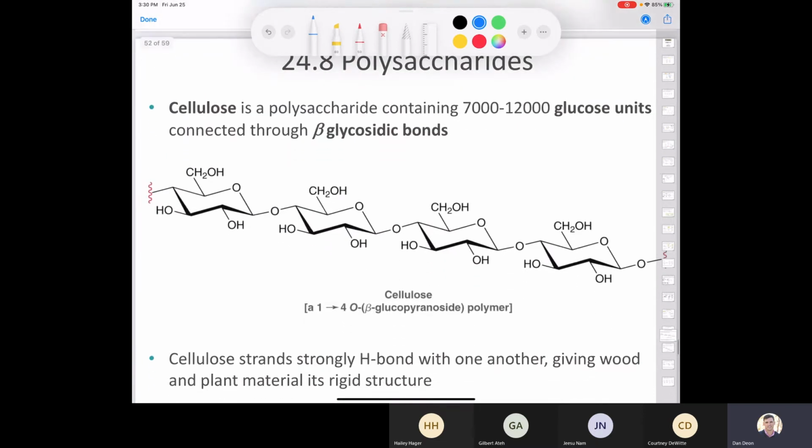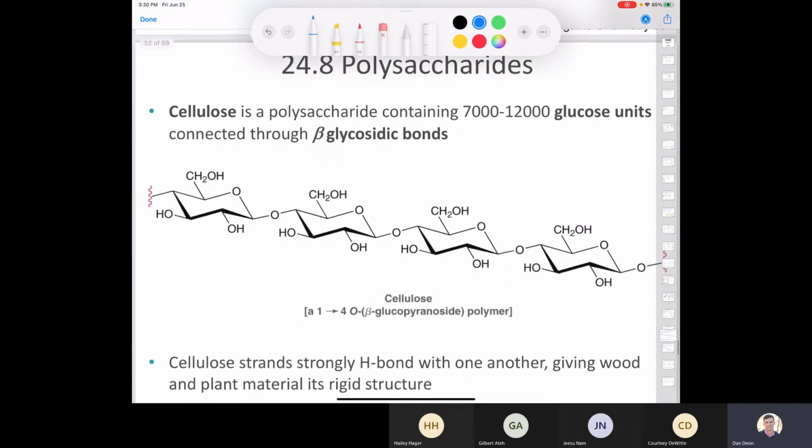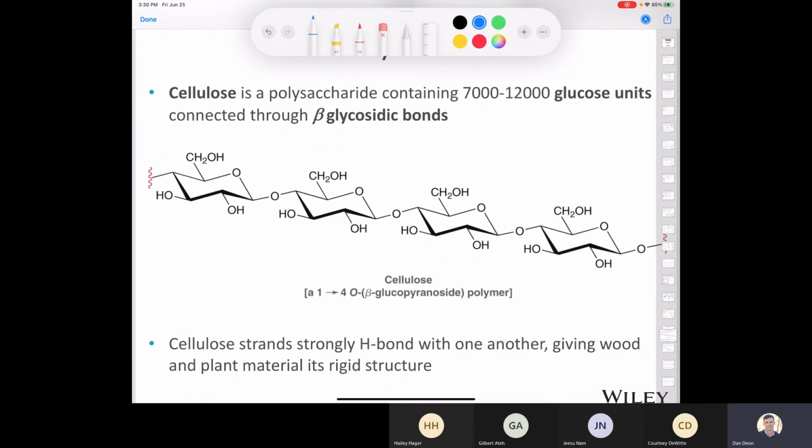Let's talk about polysaccharides. It's just some kind of FYI information, and when I say FYI, it's FYI information that you need to know. Cellulose is the most abundant organic compound on the earth, and it's a polysaccharide that has, it says here, between 7,000 all the way up to 12,000 glucose units that are connected through what?